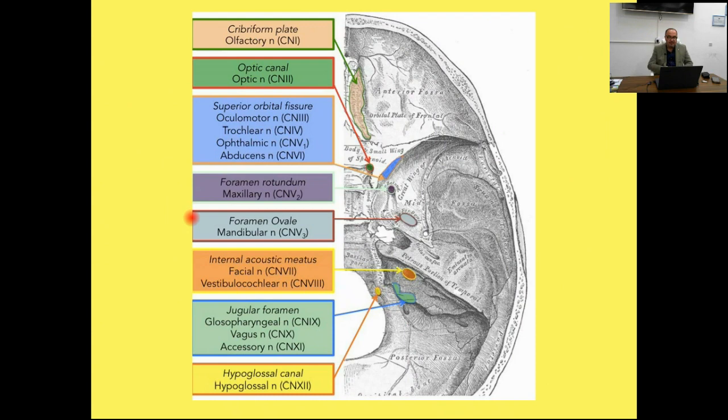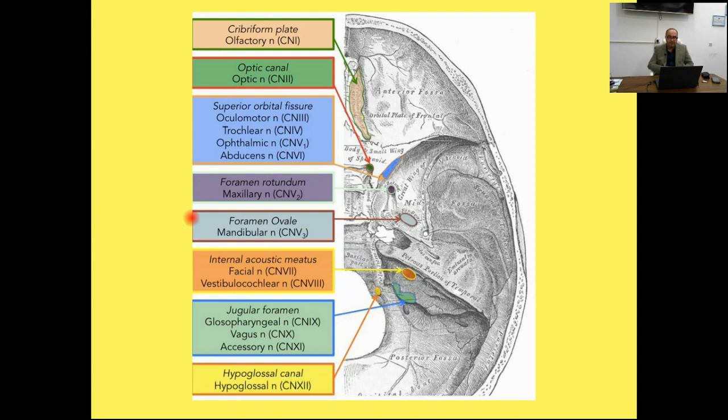This is the base of the skull with important foramina through which the cranial nerves pass. We have the cribriform plate, through whose foramina the olfactory nerve passes. Optic canal for the optic nerve, and we have the superior orbital fissure through which the oculomotor, trochlear, ophthalmic division of trigeminal, and abducens nerves pass.